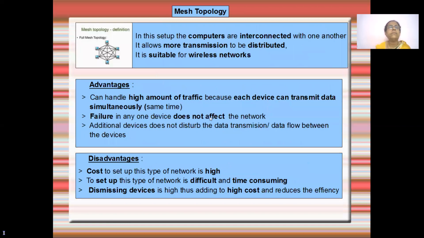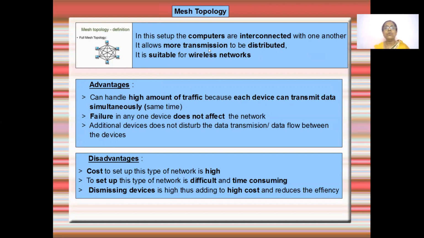The next topology is mesh topology. Here every computer is interconnected with one another. If this computer is here, it has to be connected to all these other computers, 1, 2, 3, 4, 5 computers. That is called interconnected. It allows more transmission to be distributed, because if I'm sending, I'll send it at the same time to all the 5.